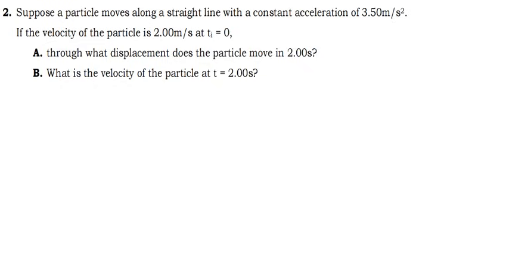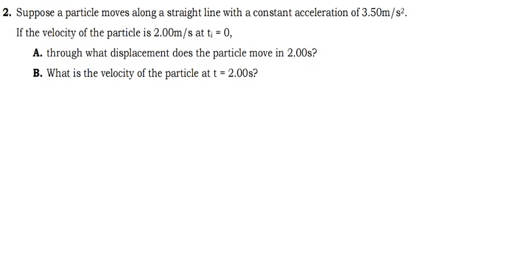If the velocity of the particle is 2.00 meters per second at t initial equal to 0. When time was equal to 0, the velocity was 2.00 meters per second. Through what displacement does the particle move in 2 seconds? They want you to find what? The displacement. Now in this case, it is linear displacement because it is moving in a straight line.